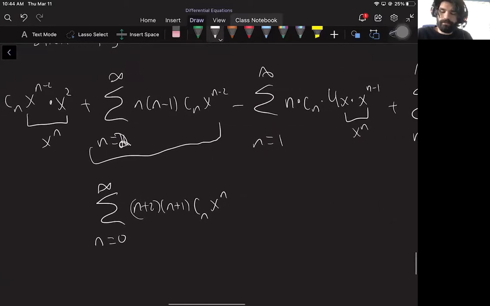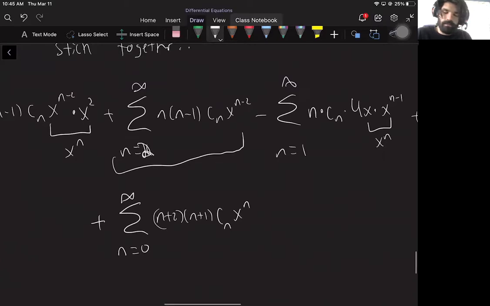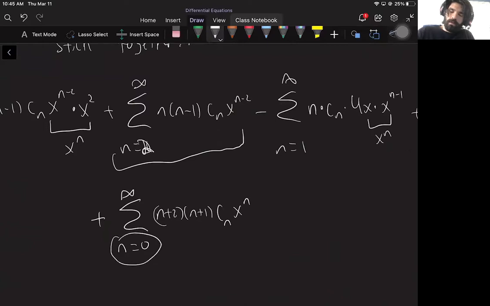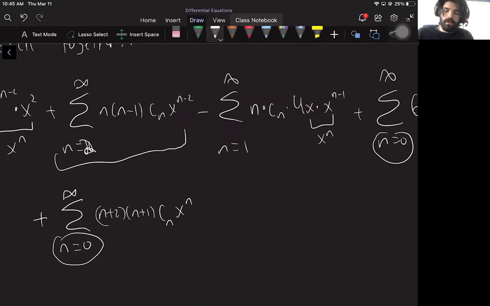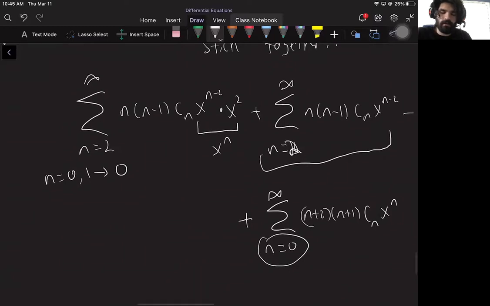Okay, so now the next issue is that they don't all start at 0. So this one starts at 0. This one starts at 0. That's good. These two don't. But this one, what happens if I plug in n equals 0 and n equals 1? I just get 0. So one way to change a power series is to write out the first 2 terms, or first however many terms you need. So this power series is really 0 plus 0 plus, and then I start at the next term, and I have the rest of the terms.